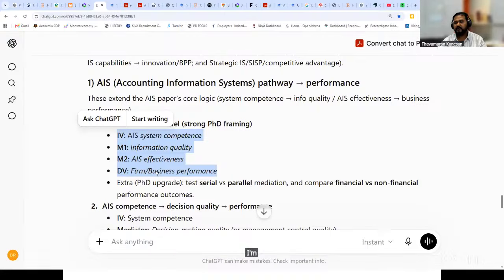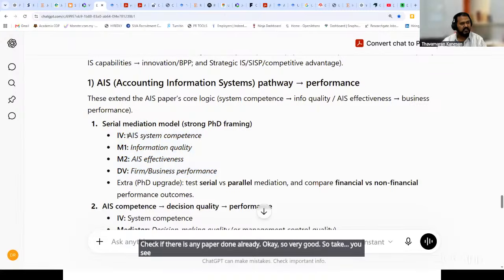Amjad say prompt. Check if it's a field. Intro, research title, take to Google Scholar. Very good point, Abbas. Forget SPSS. Focus here. SPSS is a statistical software. Forget it. Check if there is any paper done already. So very good. So you see these variables.